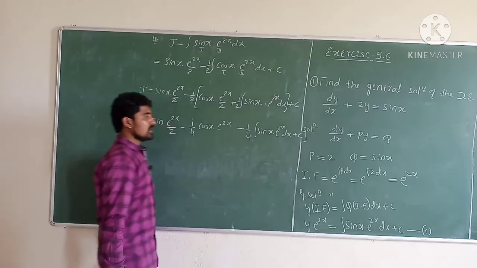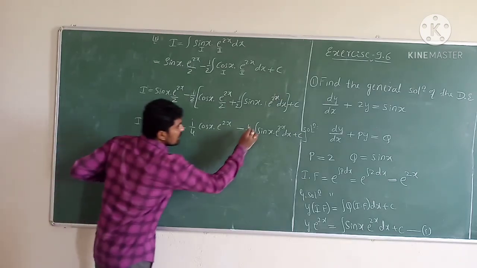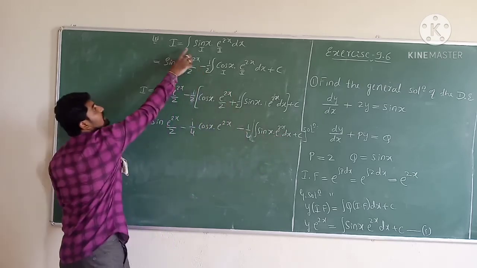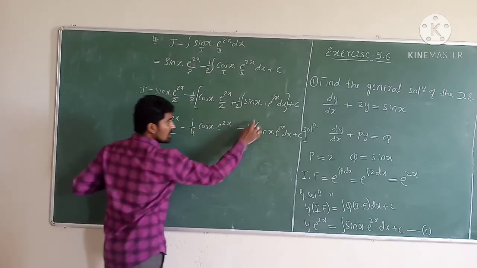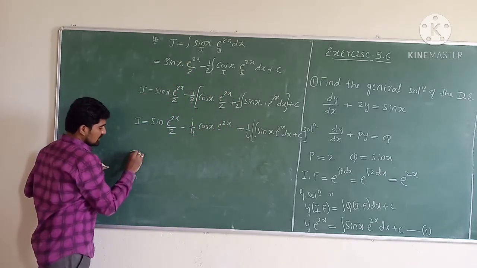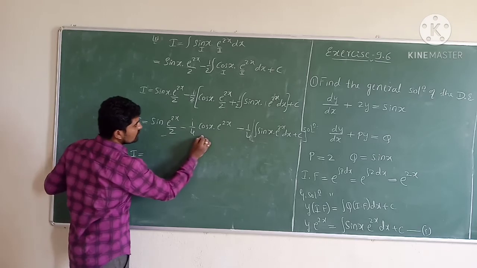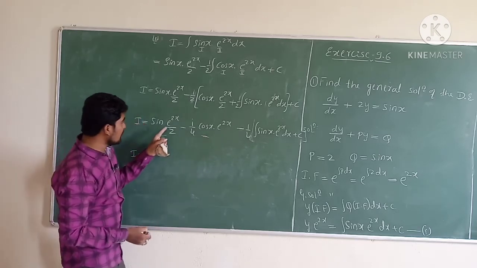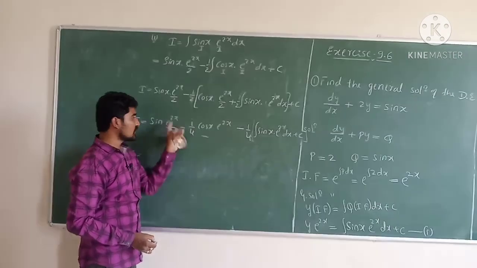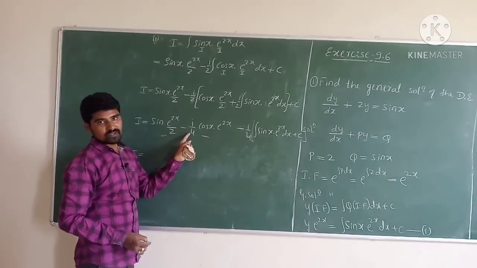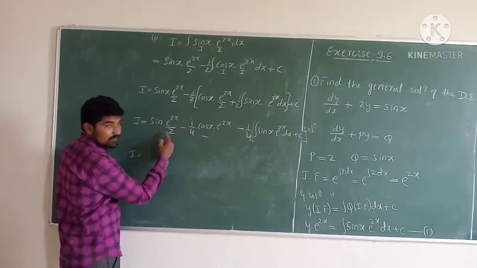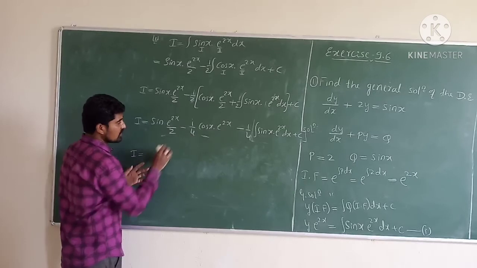Now integration of sin x into e power 2x dx is I. Therefore, in place of this we may substitute I. Hence, I is equal to, in between the first two terms, we may take e power 2x divided by 4 as common, or e power 2x is common, then LCM is 4. In between these two terms, the LCM of 2 and 4 is 4.